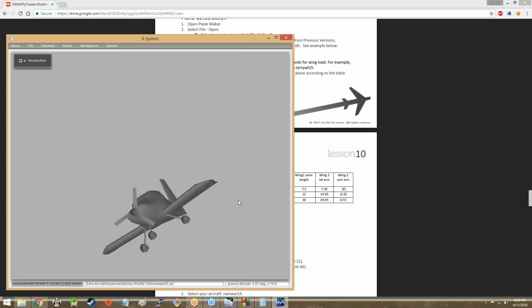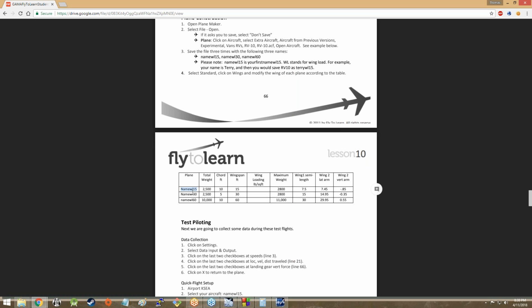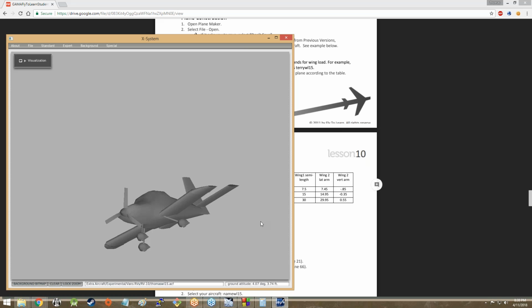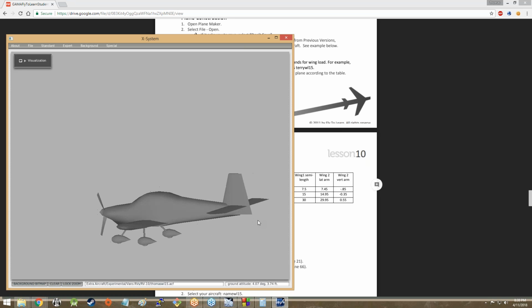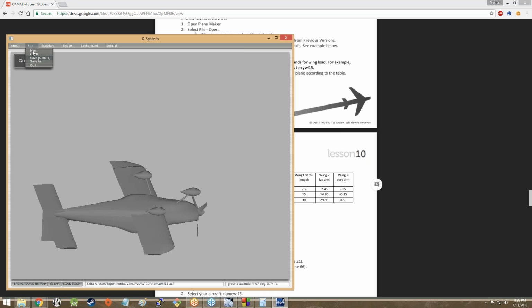I feel like this is backwards. Oh, this is not weight load 15. It's weight load with a 15-foot wingspan. Okay, there we go. So yeah, we got our little tiny wingspan plane. And then we're just going to go ahead and save.